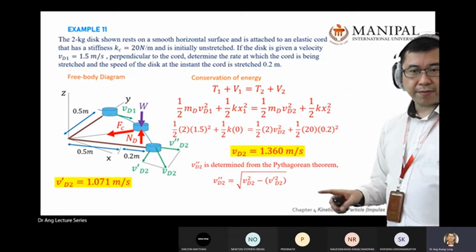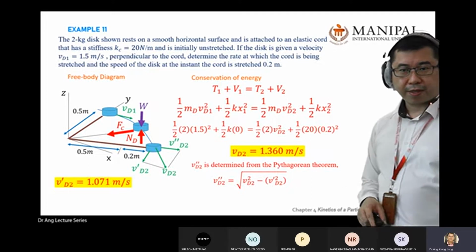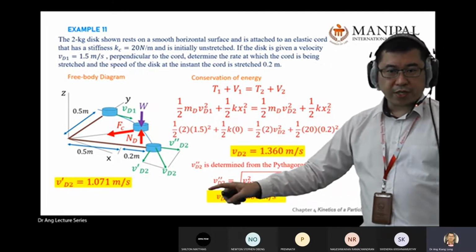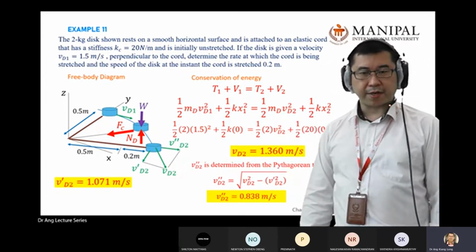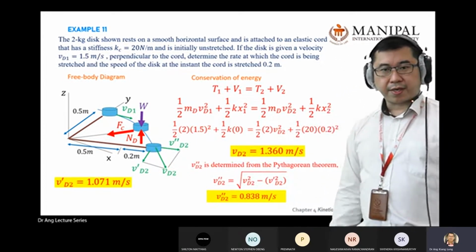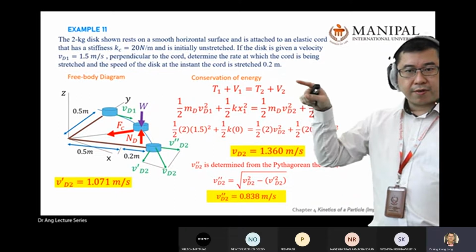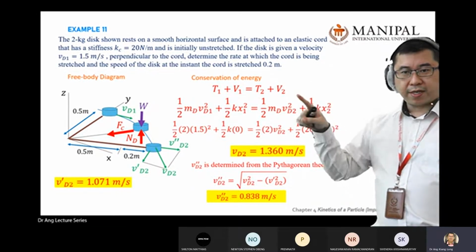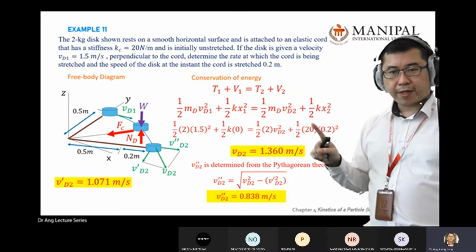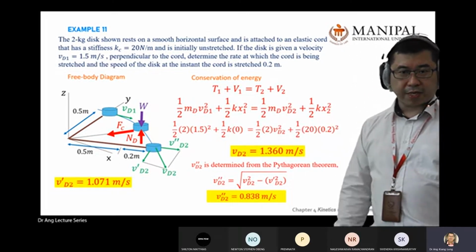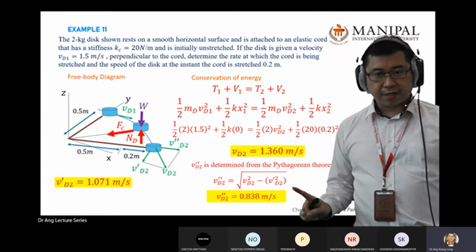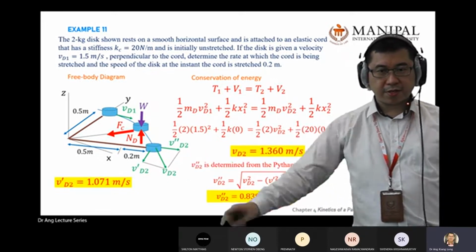Use the Pythagorean theorem. Your VD2 in this direction will be 0.8 meter per second. From here to here is engineering dynamics. Here onwards is mathematics, linked with Pythagoras theorem.